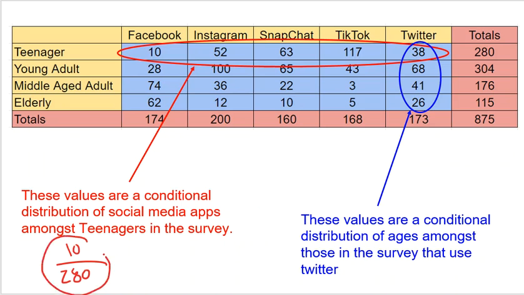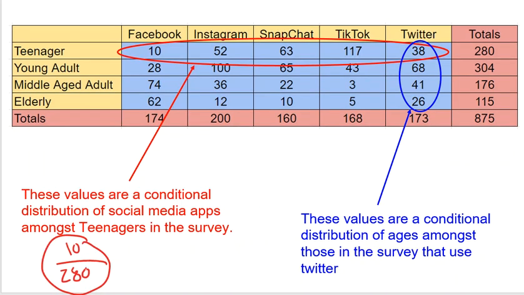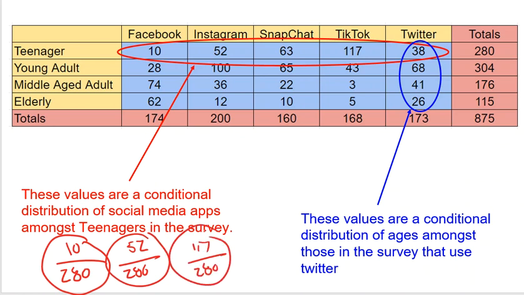So this is conditional. This is of the teenagers, what proportion like Facebook? 52 out of 280 of the teenagers, what proportion like Instagram? 117 out of 280 of the teenagers, what proportion love TikTok? Again, conditionally, we're only looking at that row of teenagers. And I could do the same thing for the row of young adult, middle-aged adult, or elderly. Or I could go vertically and look at the column.